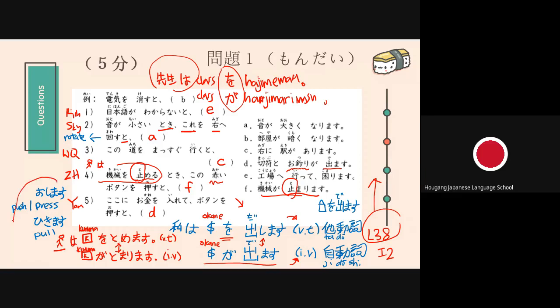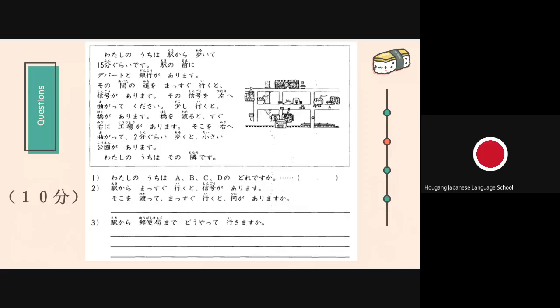Next would be, oh yeah, I just mentioned this one. I think we all learned before. So push and pull, opposite direction. Oshimasu, press or push, hikimasu, pull, opposite. Okay, next. This one, I'll probably skip this and maybe discuss with you all in the class next lesson.